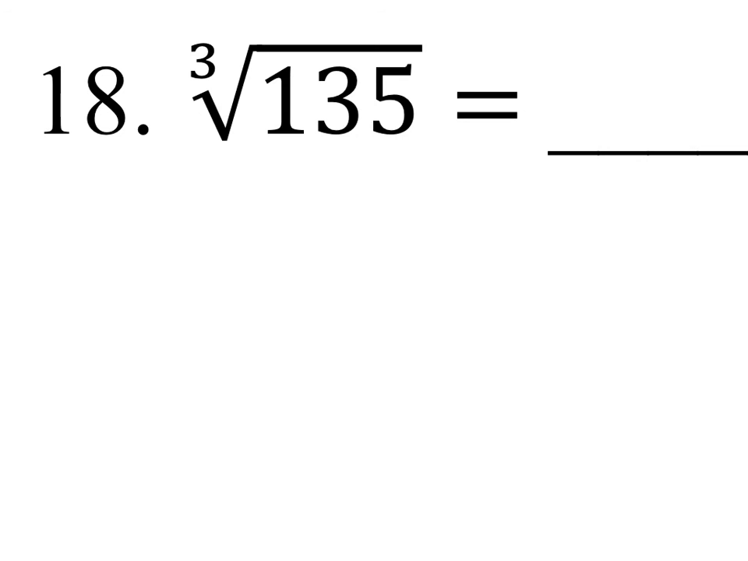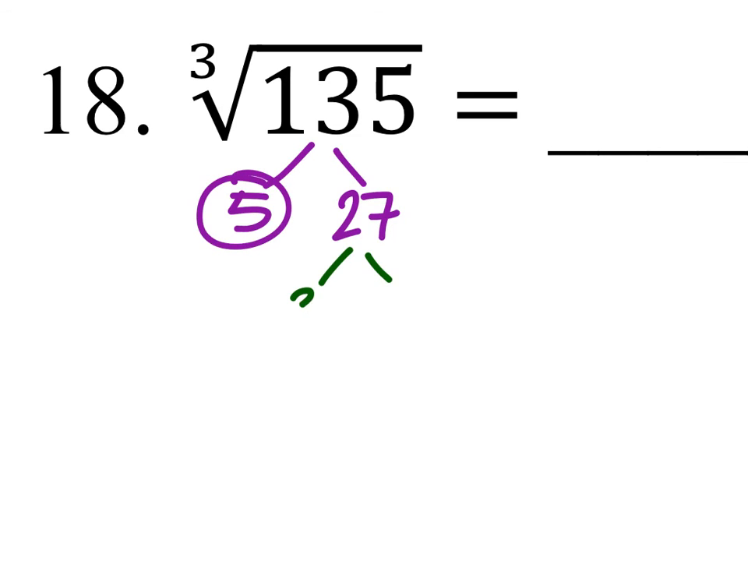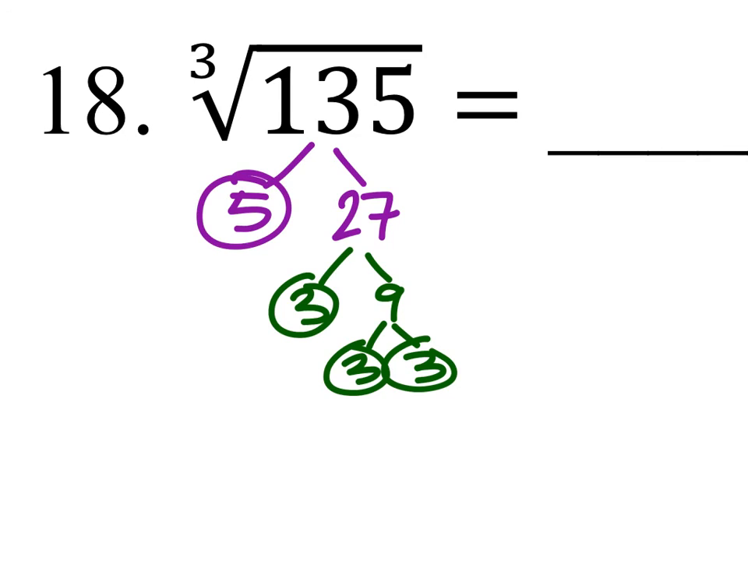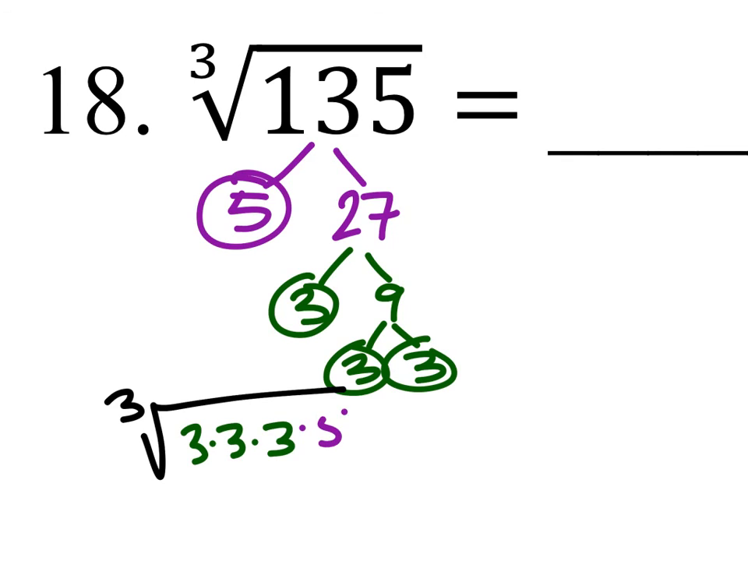All right, here we go on this one. I should do this one because we haven't. All right, so we're going to break this up. Since 135 ends in a 5, we know it's at least divisible by 5, and that gives us 27. 27 breaks up into 3 and 9, and then we got the 3s as well. So this ends up being the cube root of 3 times 3 times 3 times 5.